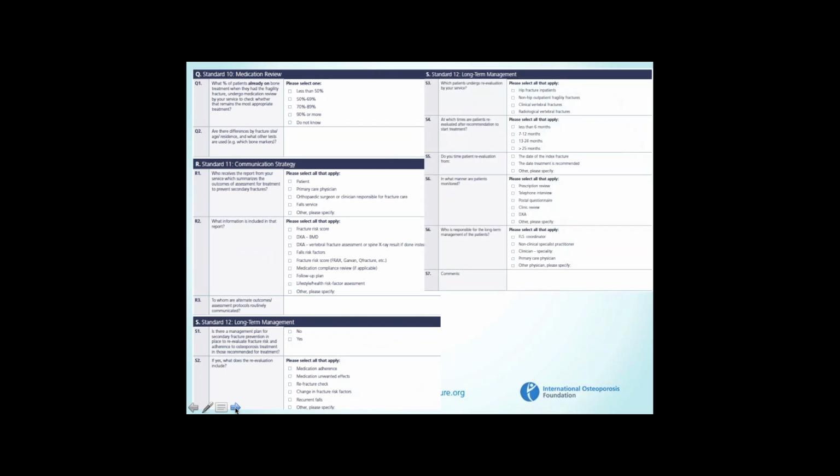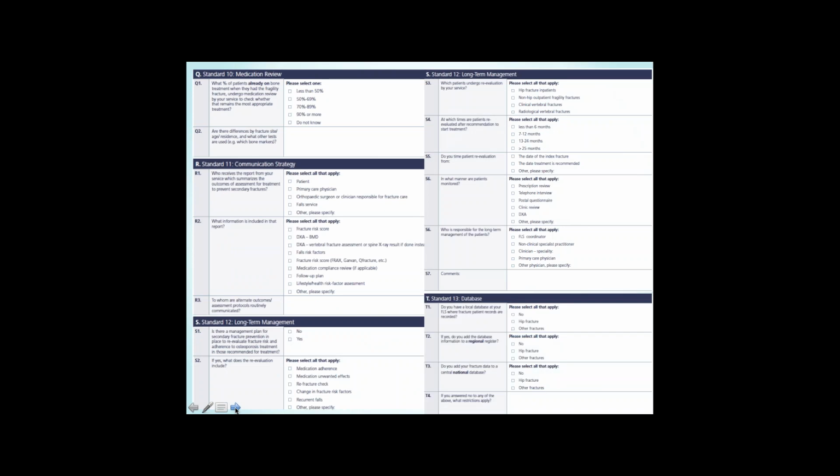Section S is the most challenging section, and this is about long-term management. What does it include? And then in section 3 onwards, S3 onwards, which patients are included and at what time points. Finally, section T relates to the database and IT infrastructure for your service.